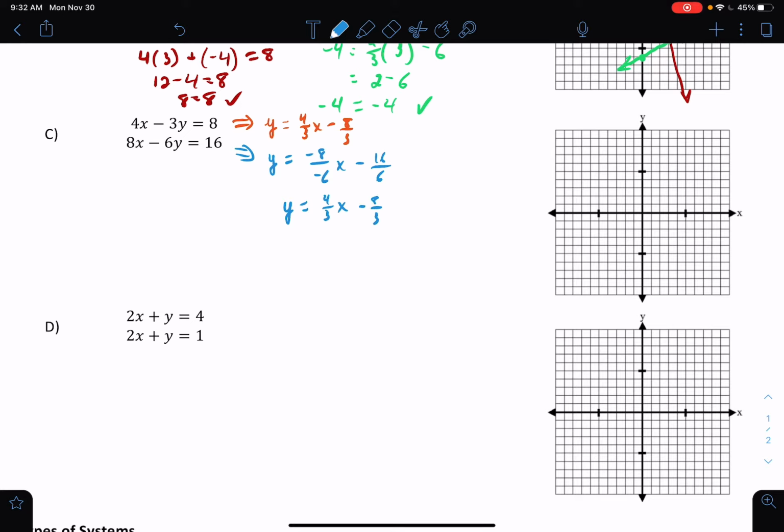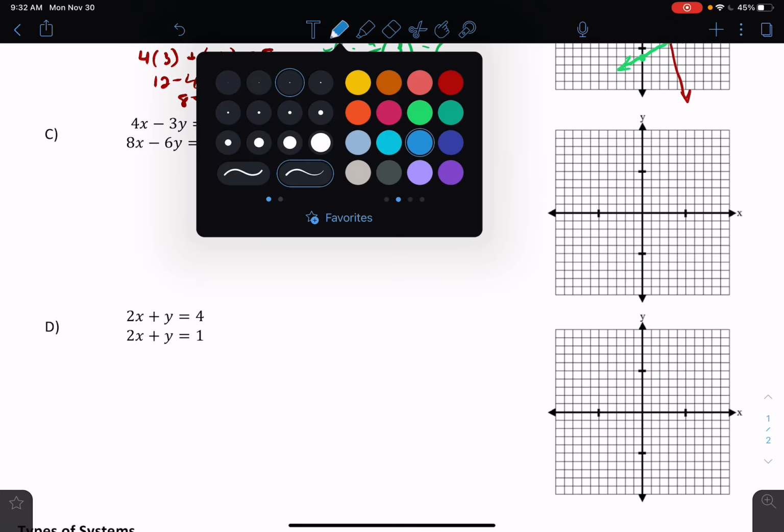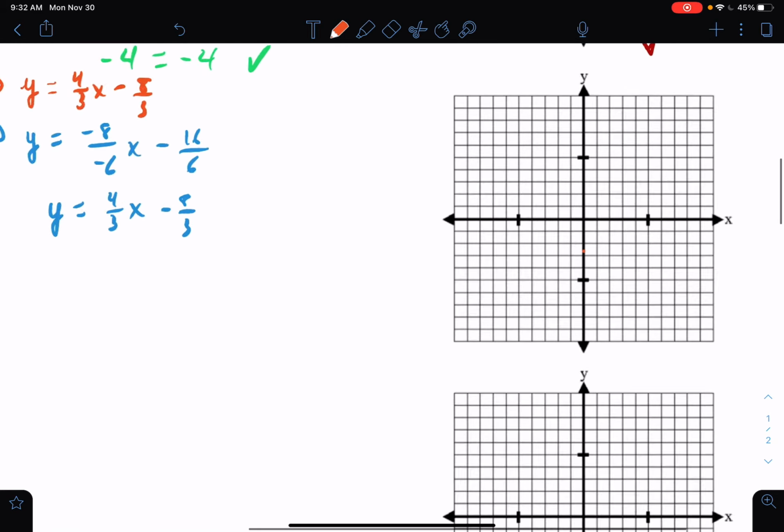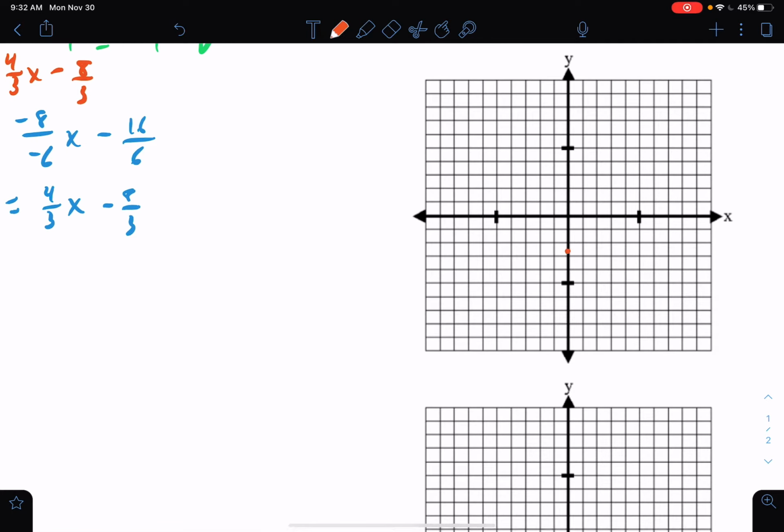All right, so if I were to graph this, -8/3, that's -2.6 repeating. So if I try to graph this first line, my y-intercept is going to be about there. And I'm going up 4, 1, 2, 3, 4, to the right 3. So it'll be about there. So that would be my line for the first one.